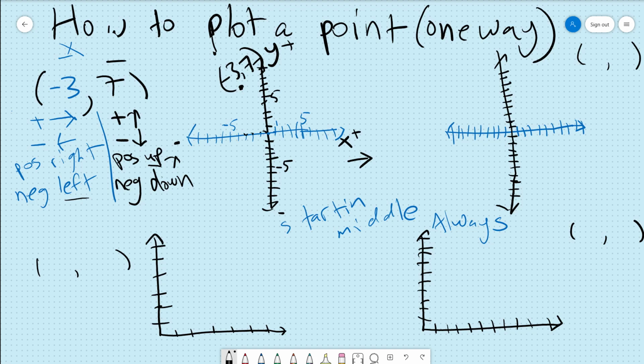Alright, so I'm going to speed up a little bit. Let's say we had 5, 2. Here the x is positive, so we're going to go to the right. Then our y-coordinate is positive also, so then we're going to go up.